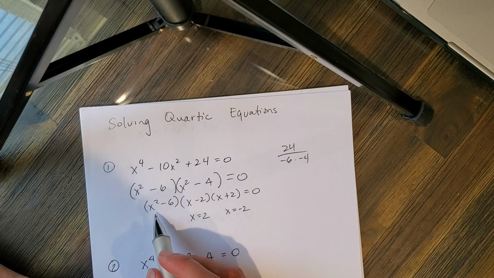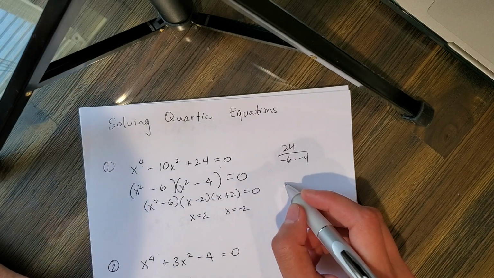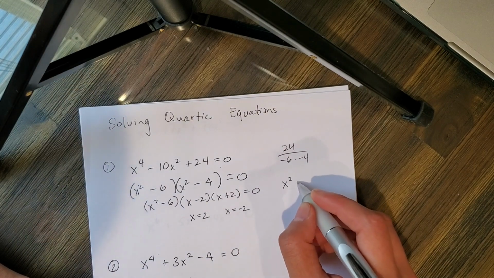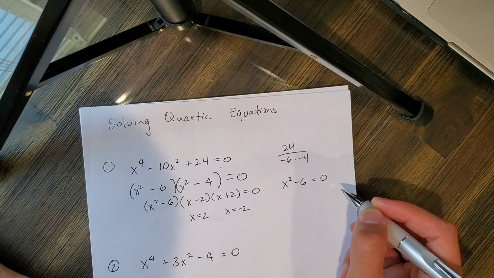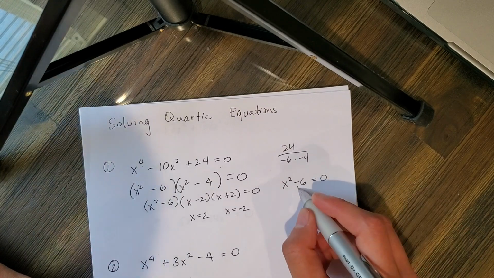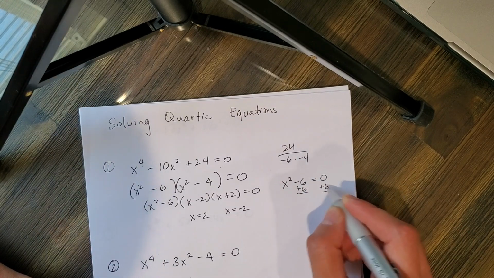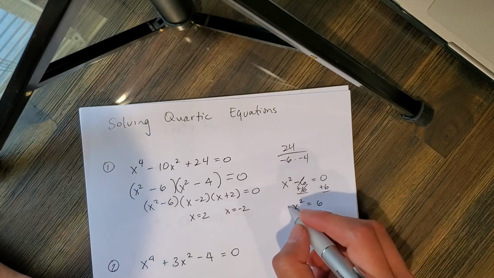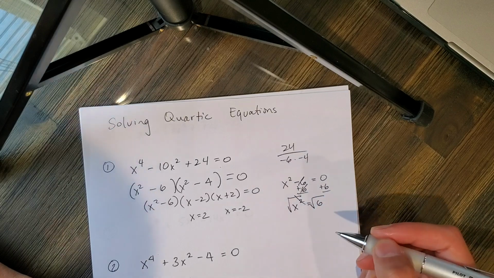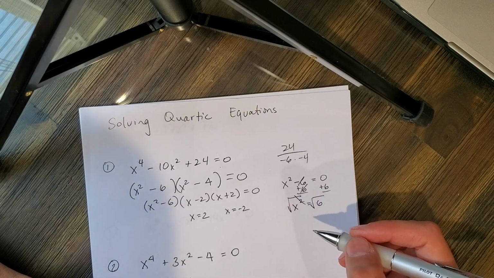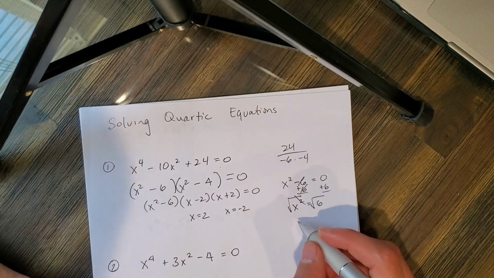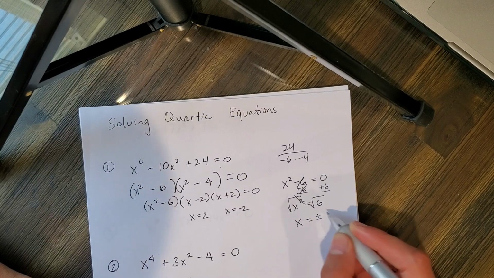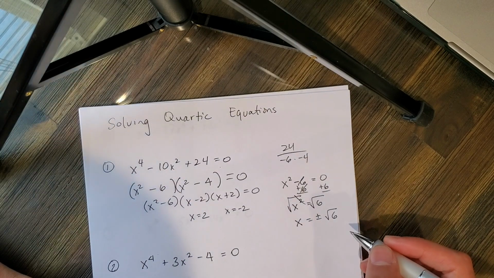But remember, we have 2 solutions that will come from this one as well. So let's go ahead and set this equal to 0. I'll do it over here on the left. I'll do it over here on the right. And so this will be x squared minus 6 equals 0. And let's just solve. Okay, so I'm going to go ahead and add 6 to both sides. I get x squared equals 6. Square root both sides. The 2 cancels out with the radical, the exponent 2. And I end up with x equals plus or minus square root of 6.